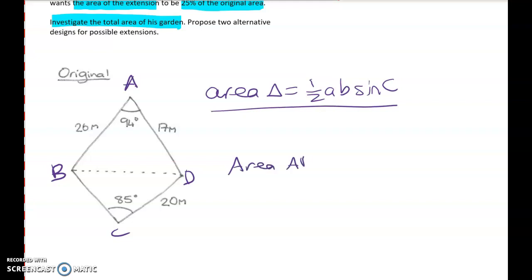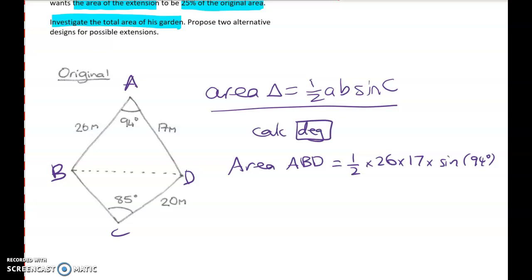So area ABD is going to use this angle and the two sides next to it, right? What I call the hugger sides, or the adjacent sides. So it's going to be 1/2 times 26 times 17 times sine of 94 degrees, right? So make sure your calculator at this stage is in degrees mode. And when we work that through, we get 220.46 meters squared. All right, so the next thing we've got to do is we've got to find the area of BCD.